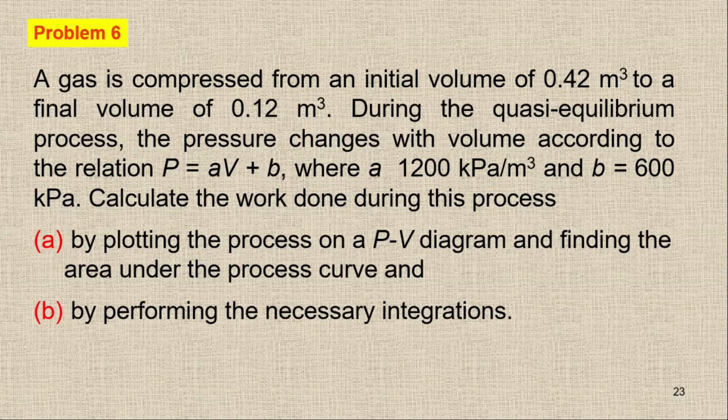Moving to the next question. Here, we have a gas which is compressed from an initial volume of 0.42 meter cube to a final volume of 0.12 meter cube. In this question, both V1 and V2 are given. During the quasi-equilibrium process, the pressure changes with the volume according to the relationship P = AV + B, where A is equal to 1200 kilopascal per meter cube and B is equal to 600 kilopascal. Now you have to calculate the work done during this process.